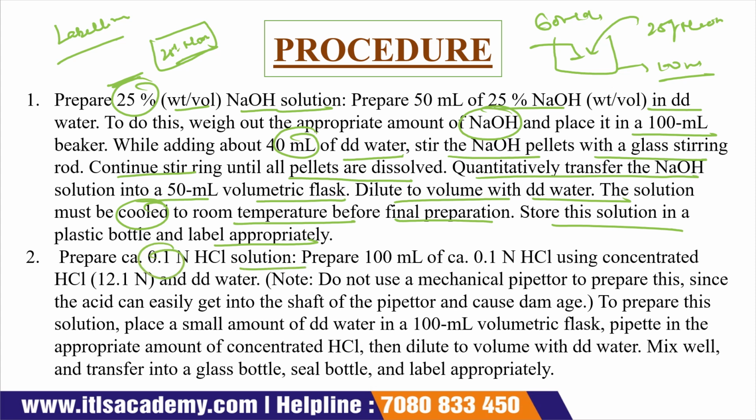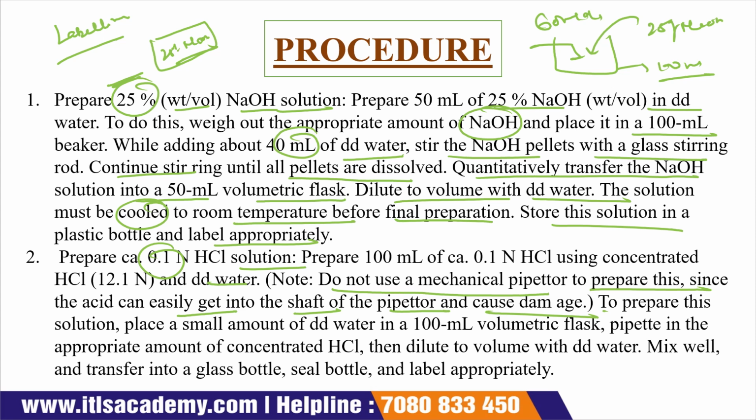Then after that, you have to prepare a 0.1 normal HCl solution. For this, what should we require? We require concentrated HCl, 12.1 normal, and deionized distilled water. Note one thing: do not use a mechanical pipette to prepare this, since the acid can easily get into the shaft of the pipetter and cause damage. Here we are not using the mechanical pipette for the preparation of this concentrated HCl.